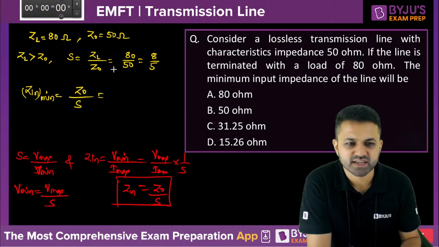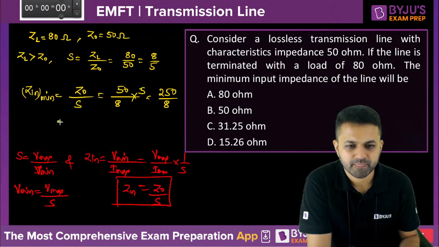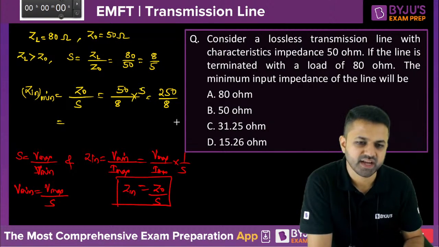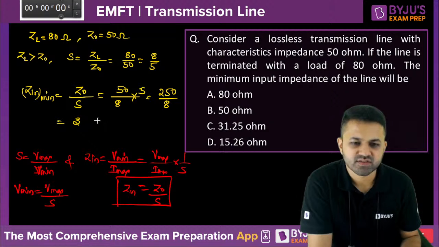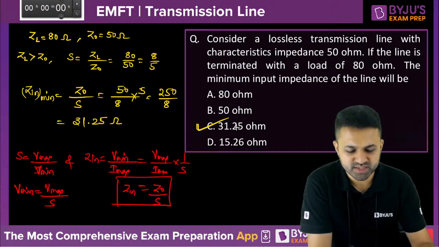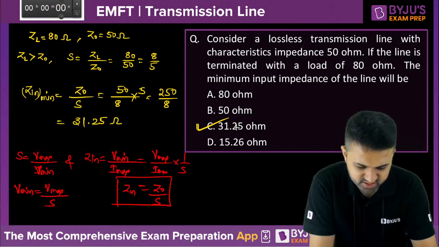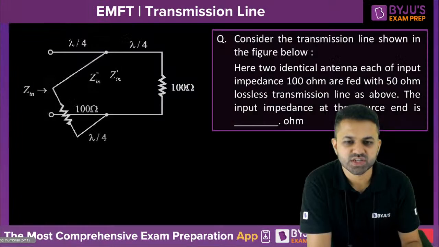Z0 is the characteristic impedance, which is already given as 50, and S is 8 upon 5. So now you can calculate it. This is 250 divided by 8, which is 31.25. So the answer will be option C. So let's see who has given the answer. Yes. Now coming to the next question.